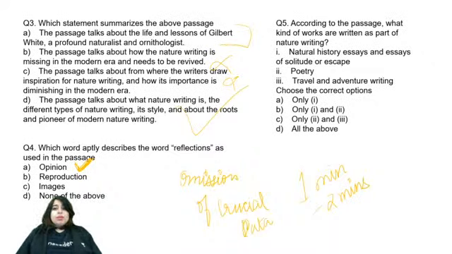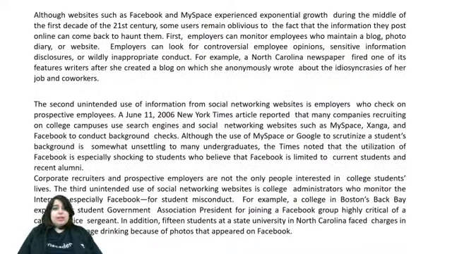Looking at the fifth question, it says, according to the passage, what kind of works are written as part of nature writing? The first one says natural history essays and essays of solitude and escape, yes. Second is poetry, yes. Travel and adventure writing, yes. All are true, so the answer would be D. This was level of difficulty 1, the easiest level which would turn up on the examination. Now we have another passage in front of you. Quickly, I want you guys to be able to read it.